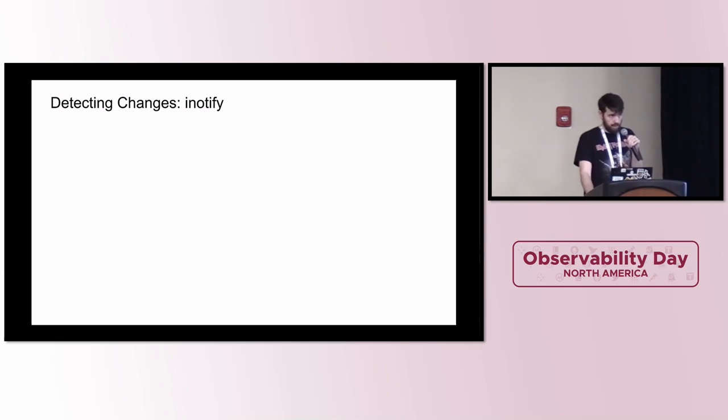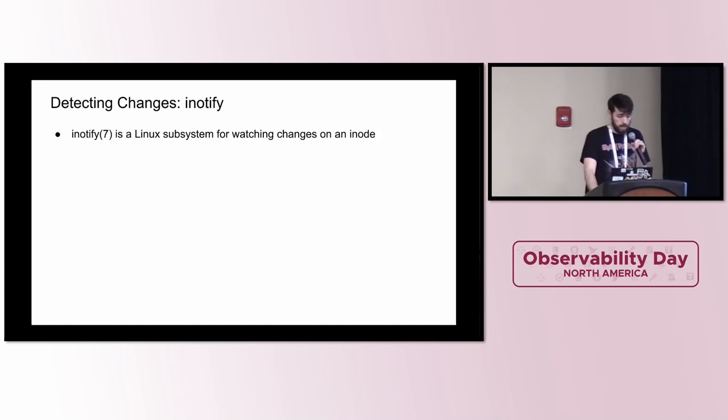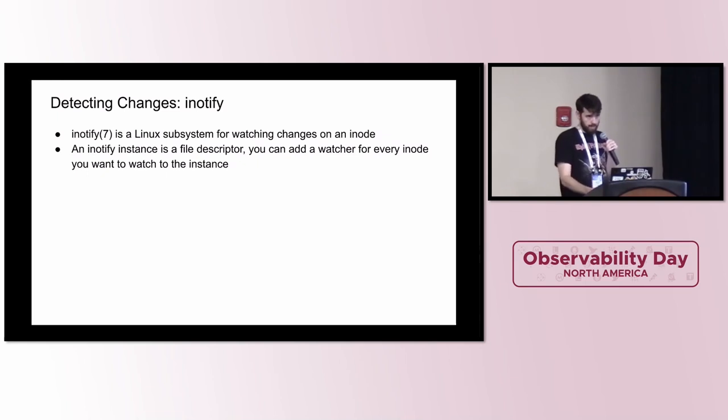The iNotify version is the default on Linux. You can make polling work on Linux too. You can configure it to do that, but default is iNotify. This is a Linux subsystem that is built for detecting changes from files. You create an iNotify instance, you get a file descriptor, and on that file descriptor, you can read different change events for an inode that you're watching, and you can add a watcher for every inode that you care about.